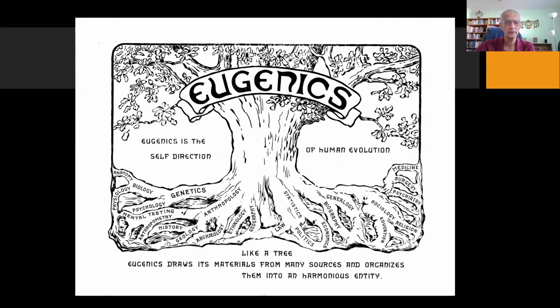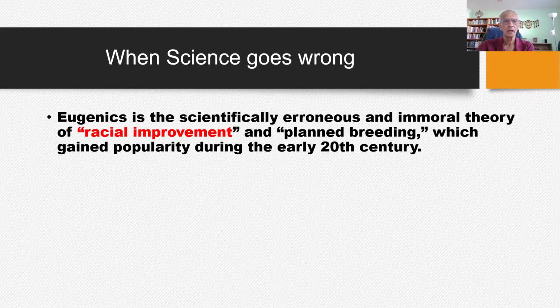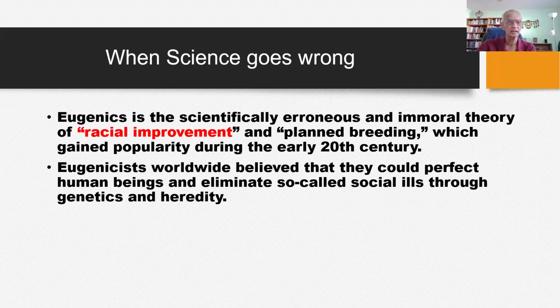All right, moving right along. So this is eugenics, the scientifically erroneous and immoral theory of racial improvement, modeled on plant breeding, which gained popularity in the early twentieth century. Worldwide, people believed that they could perfect humankind. It started out as a concept, but it was based on a rather weak foundation.